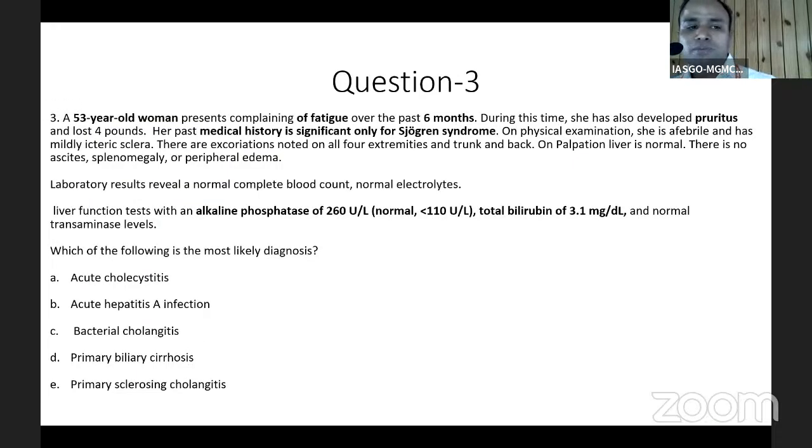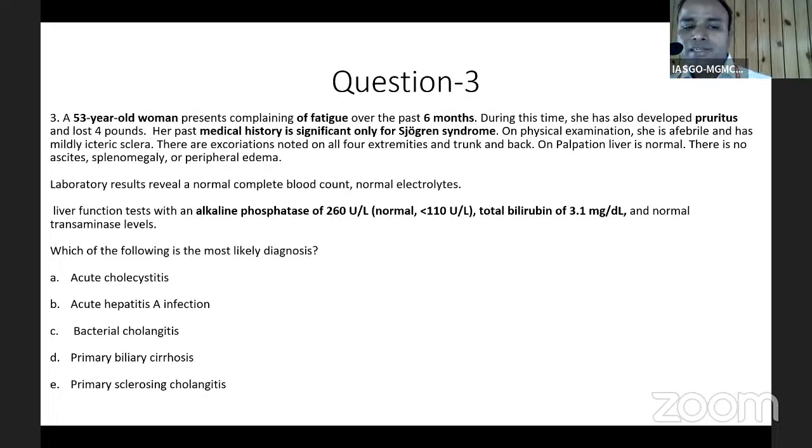Question number three: a 53-year-old woman presents complaining of fatigue over the past 6 months and has developed pruritus. Her medical history is significant only for Sjogren syndrome. On physical examination, she is afebrile and has mild icteric sclera. There are excoriations noted on all four extremities and trunk. On palpation, the liver is normal. There is no ascites, splenomegaly, or peripheral edema.